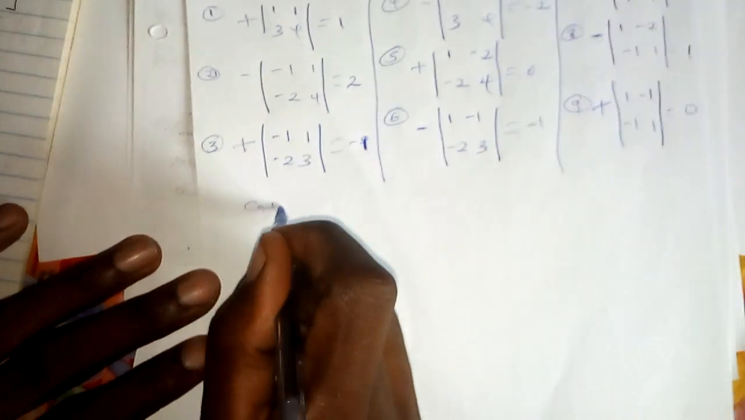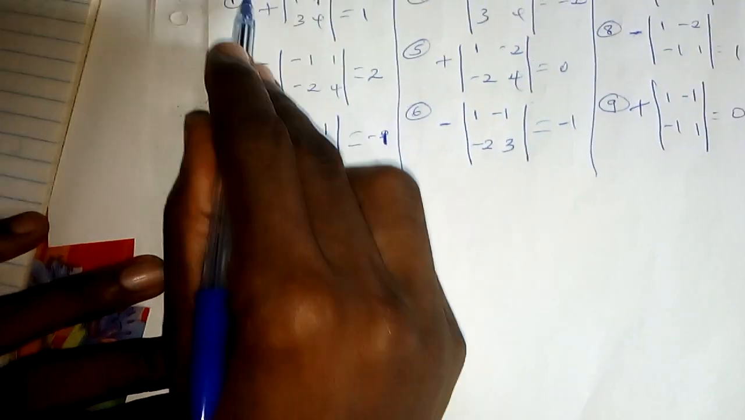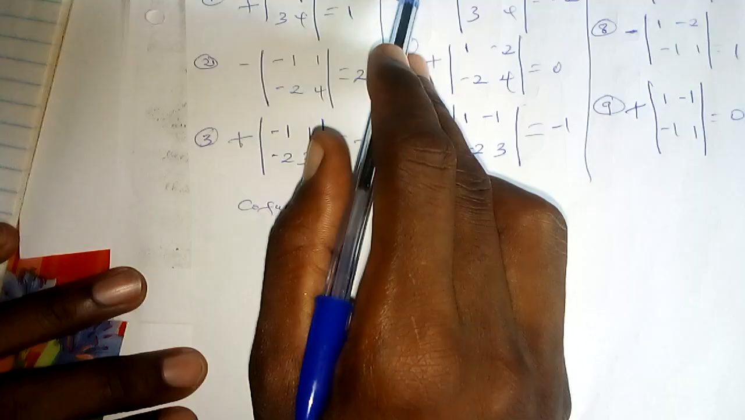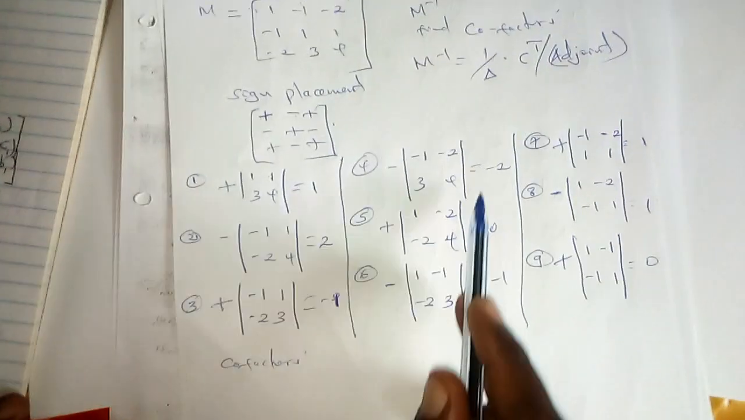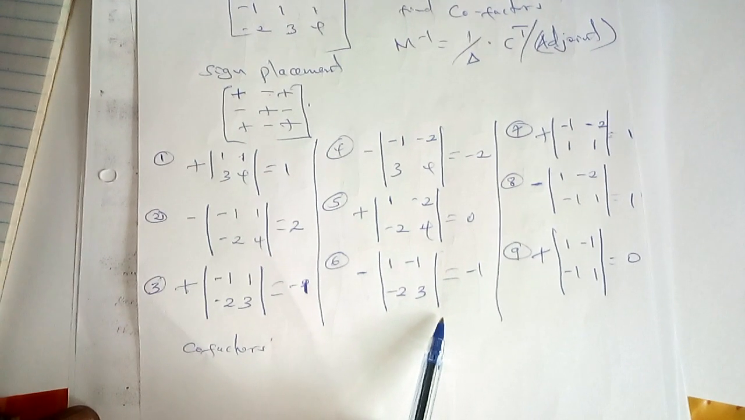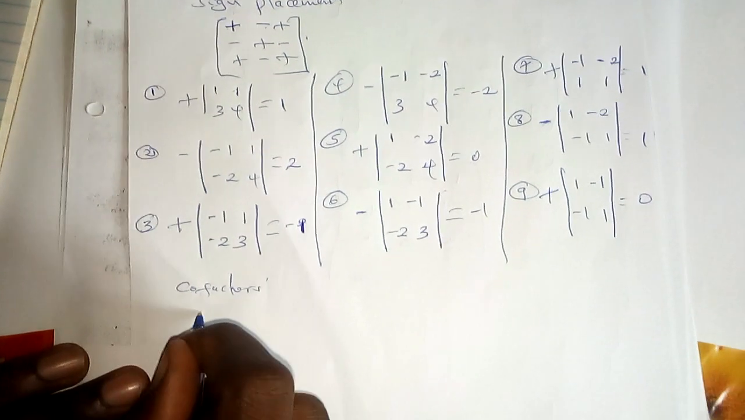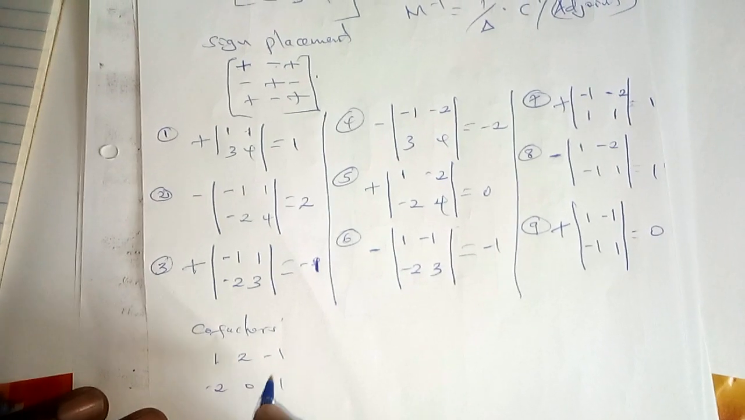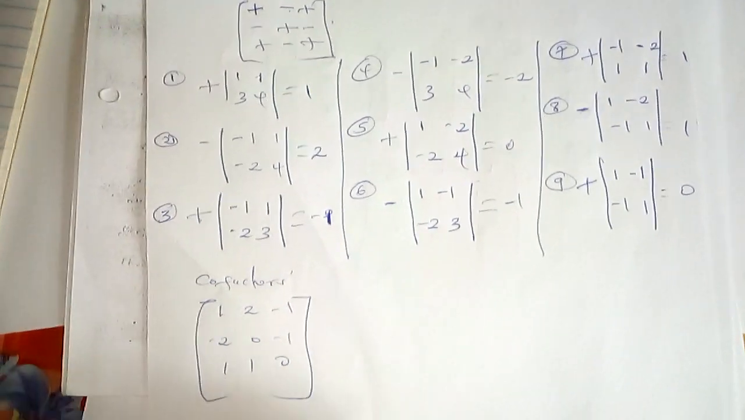Now cofactors are this one. The first 3 is the first column of the cofactor. The first 3 and the second 3, that is the second column, and the last 3, that is the third column. So it will be 1, 2, -1, -2, 0, -1, 1, 1, 0. And that is all about cofactors.